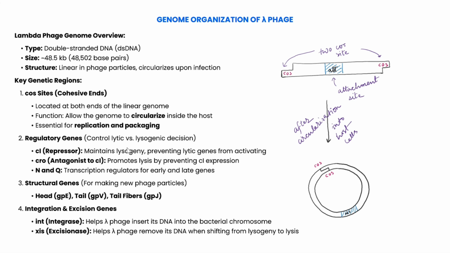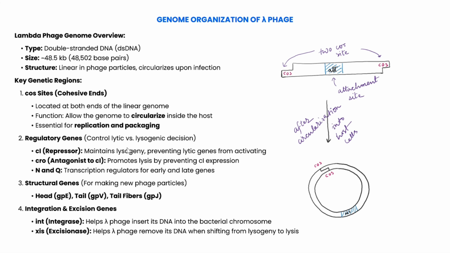First one is regulatory genes. These genes determine whether the phage enters the lytic or lysogenic cycle. The most important players here are CI, lambda repressor. This gene is responsible for maintaining lysogeny. It suppresses the expression of lytic genes, allowing the phage to integrate and stay dormant inside the host genome.